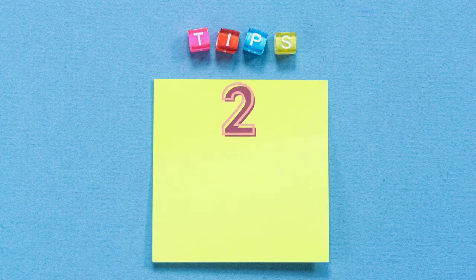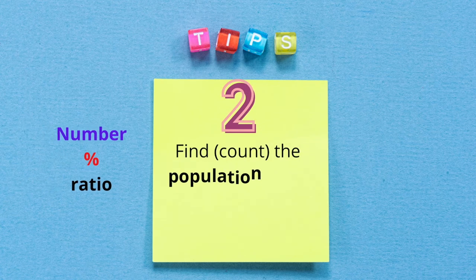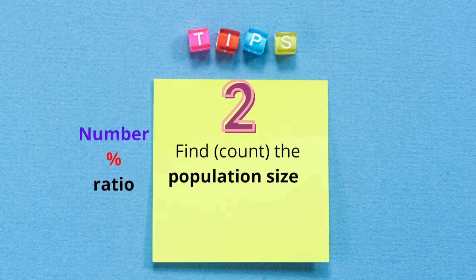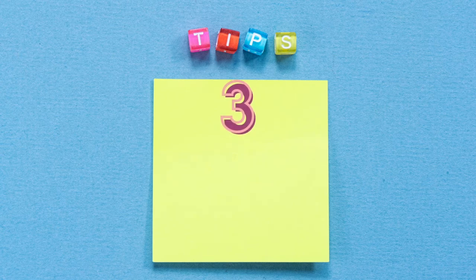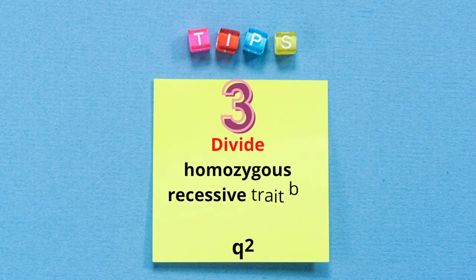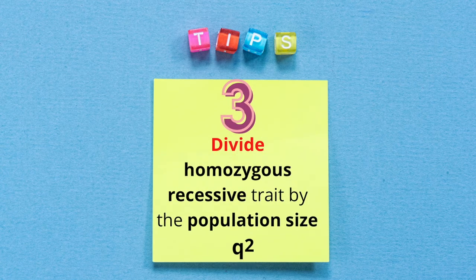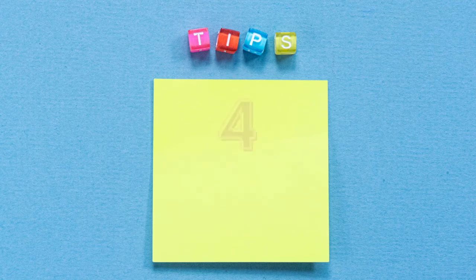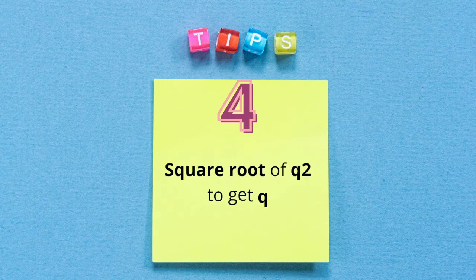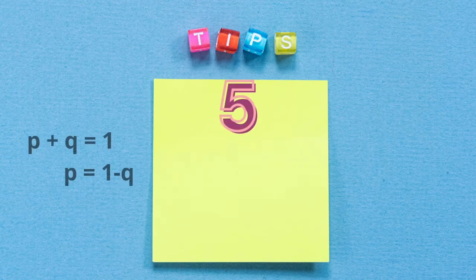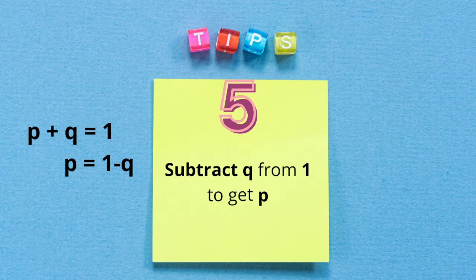Tip number 2, find or determine the population size. It may be in the form of a number, percentage, or ratio. Tip number 3, divide the homozygous recessive trait by the population size to get q squared. Tip number 4, take the square root of q squared to get q. Tip number 5, from the equation p plus q equal to 1, we can subtract q from 1 to get p. P equal to 1 minus q.